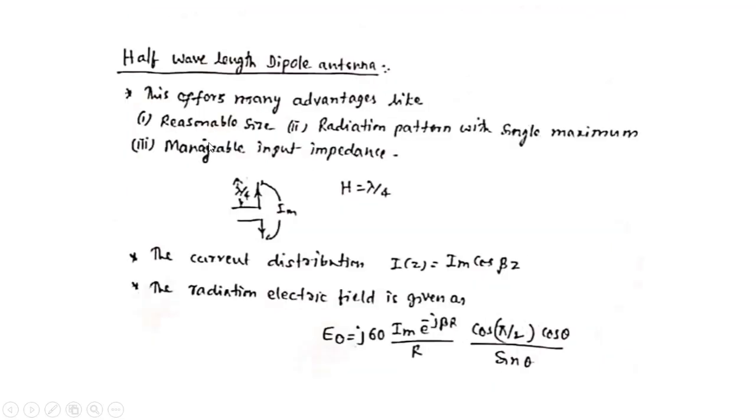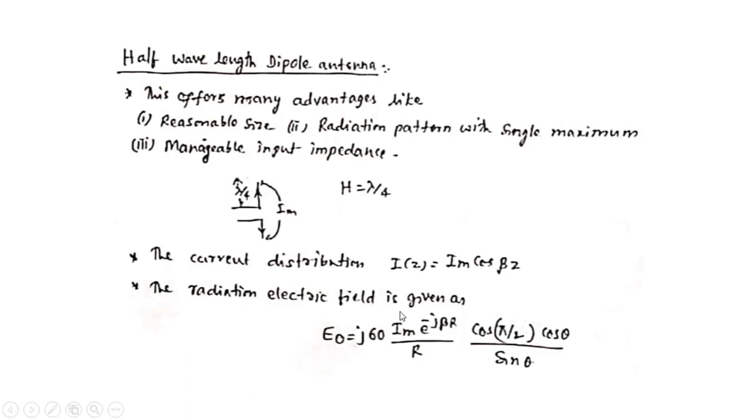So next one is the half wavelength dipole antenna. This offers many advantages like reasonable size and radiation pattern with single maximum. Third one is manageable input impedance. The dipole is shown here. Here the height of the pole is lambda by 4 on one side and on the other side also lambda by 4. Total length is equal to half wavelength here. The current distribution Iz is equal to Im cos beta z.